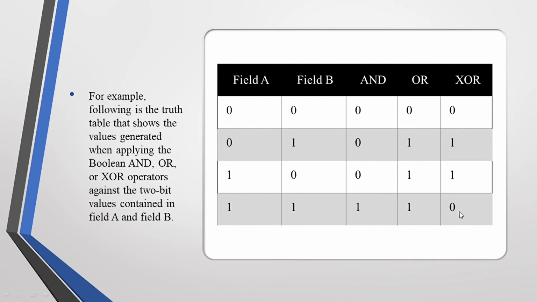We will use these operators when you are combining any two conditions, for example A less than B and B less than C. When we use that kind of comparison, there we will use these bitwise operators.